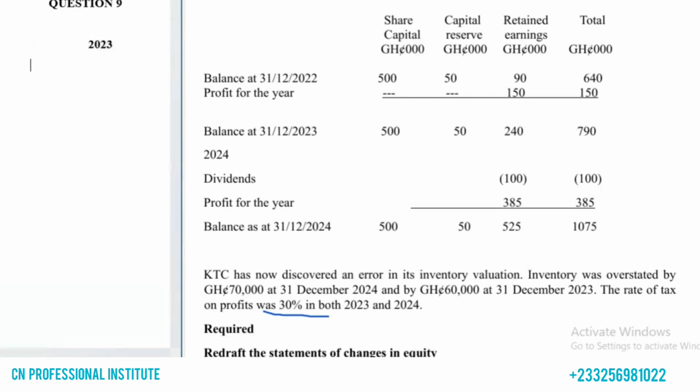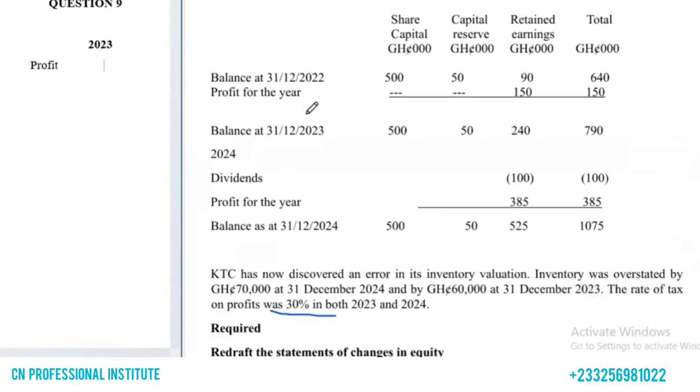The workings are 30. So we have to redraft the profit, and here we have only profit. It's only profit that we are going to use. We don't have the sales, the cost of sales and stuff. We are going to only redraft the profit. We just have to pick profit for 2023. Okay, now 2023 was the profit.